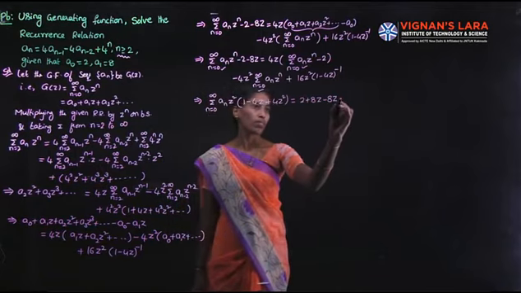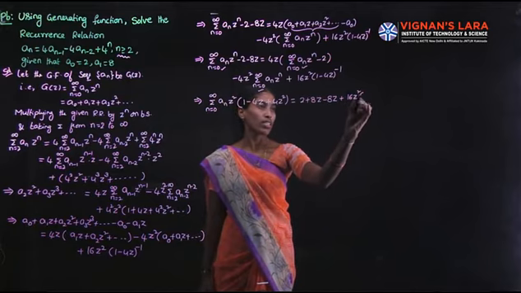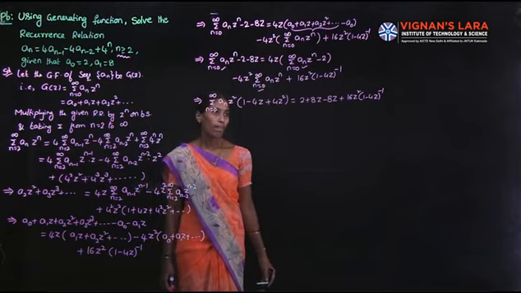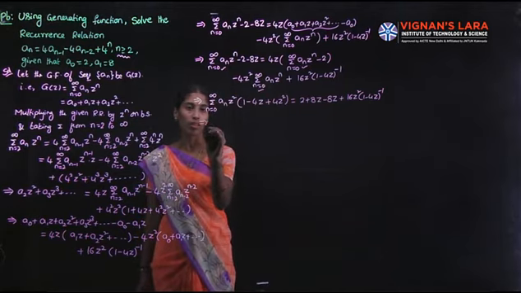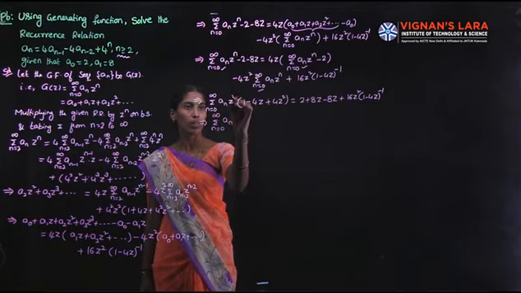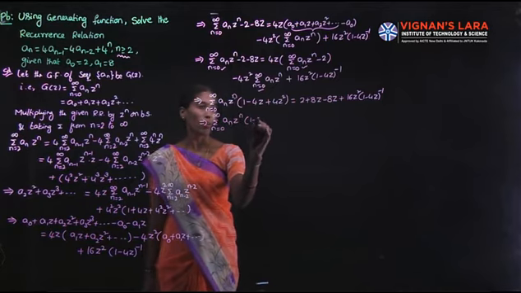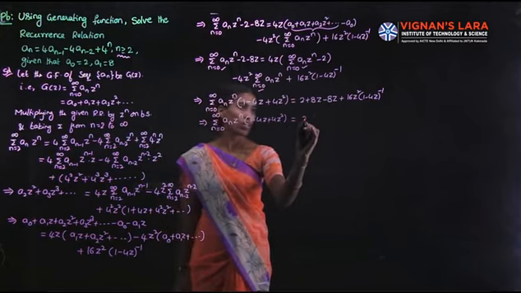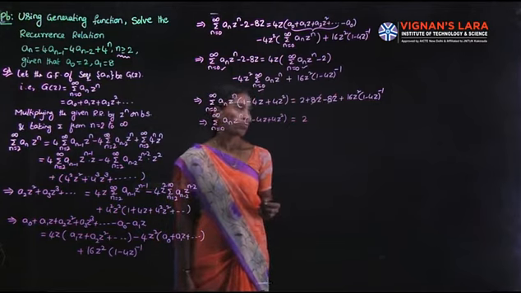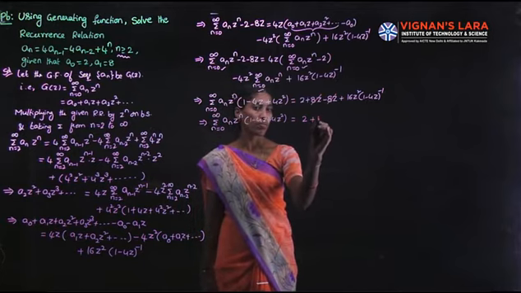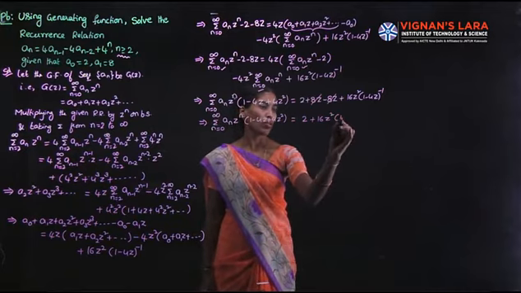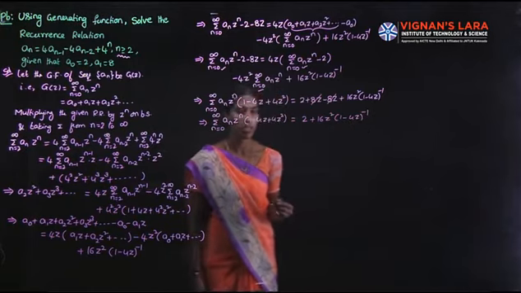The right side is equal to, take these two terms to RHS, 2 plus 8z minus 2 into 4z minus 8z, plus 16z^2 into (1 minus 4z) whole inverse. Sigma n equal to 0 to infinity a_n z^n into (1 minus 4z plus 4z^2) becomes 2 plus 16z^2 into (1 minus 4z) whole inverse.